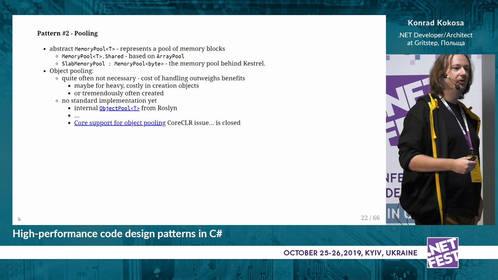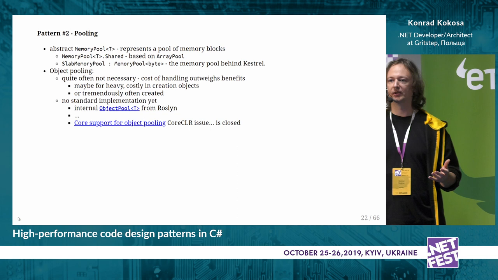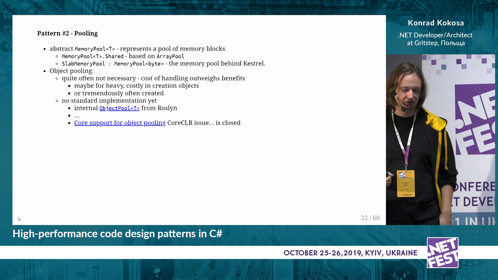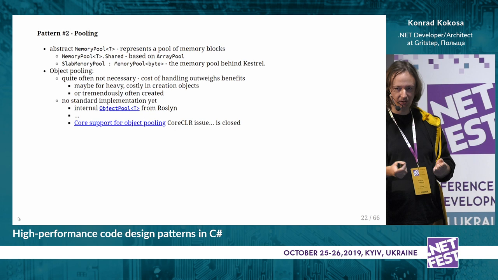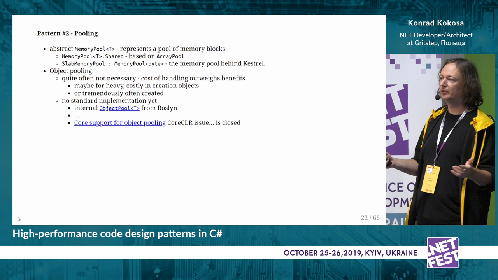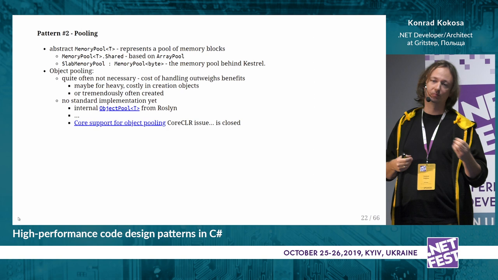And the question arises whether it is beneficial to make a pool for individual objects, like strings or maybe your customer class or anything you use. Most often it is not necessary, because the cost of handling the pool will outweigh the benefits of the pooling itself. So we should be really careful with pooling small objects. Pooling big objects is beneficial, because we get rid of the cost of initialization and allocation of big objects. But for small objects, we should be really thinking twice whether it will be good for us or not.